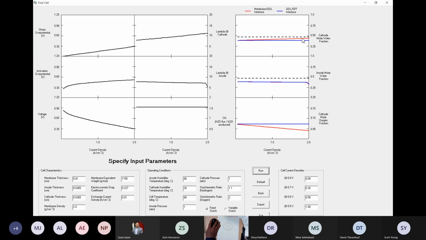We could raise the humidifier temperature a little bit because we're not quite flooded yet. That would help get more water in the membrane, and that might boost the performance a little bit, but we don't want to flood. We're pretty close to flooding. So maybe we don't want the anode humidifier so high, and then bring up the cathode humidifier a little bit. But anyway, we'll just move this up and see what happens.